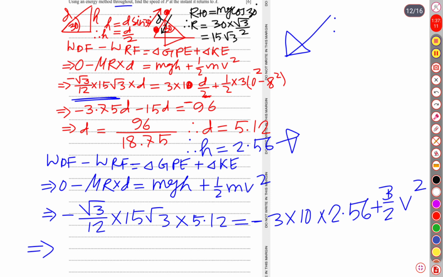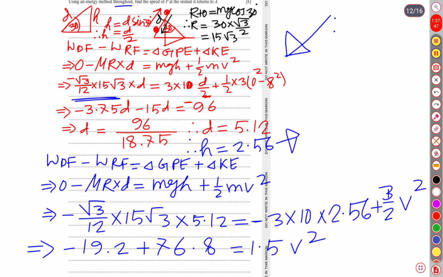Let us calculate this. It is negative 19.2 equal to, if we transpose this to the left side, it is going to be plus. So it is 30. If we multiply 30 by 2.56, it is 76.8. 76.8 equal to 3 over 2, which means 1.5, 1.5 v square.